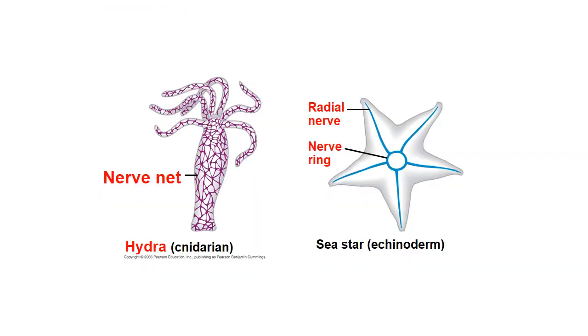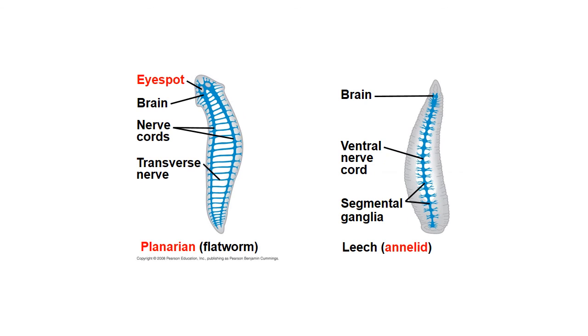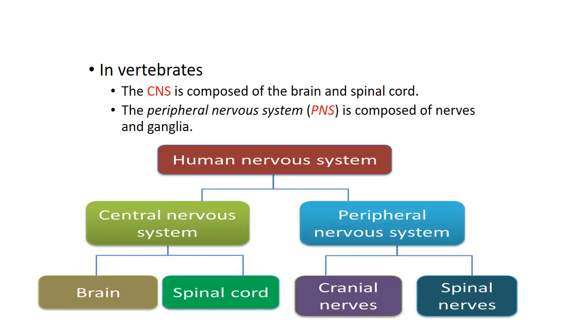Here you can see the nerve net of the hydra. You can see that it is spread all over the body. In the sea star, the nerve ring, you can see how the radial nerves are connected to the nerve ring, which is in the middle part of the creature's body. Here you can see the planarians have the longitudinal nerve cord, whereas the leech, an annelid, has the ventral nerve cord.